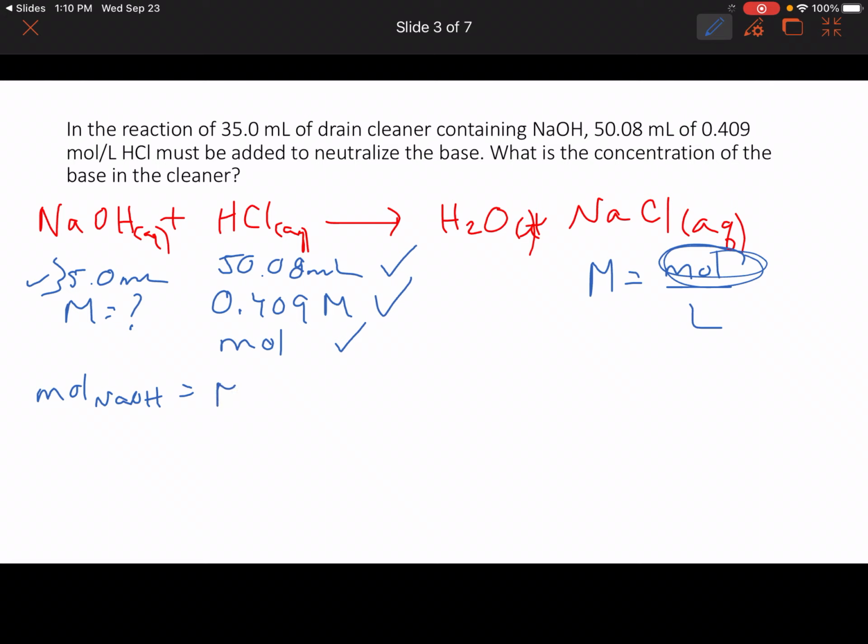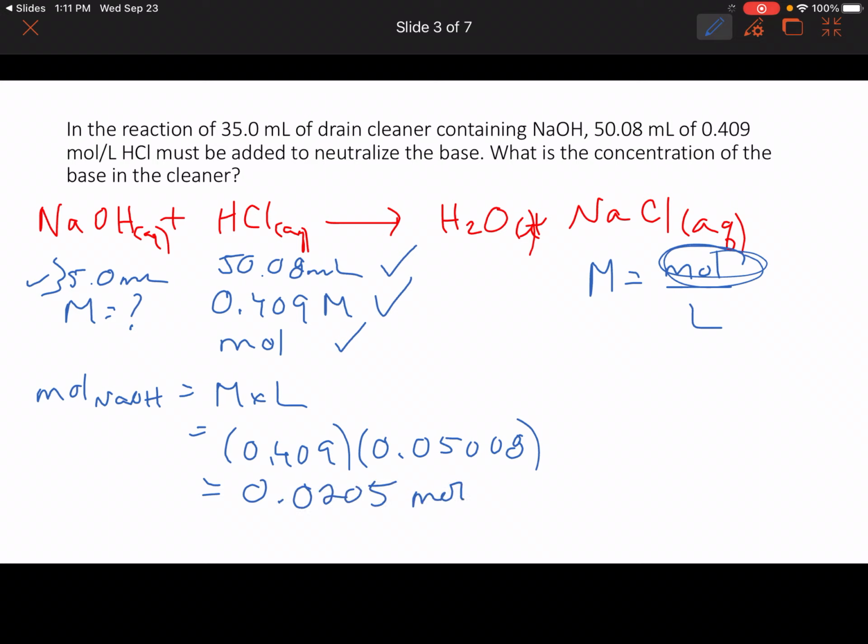Moles is equal to molarity times volume. So here I've got 0.409 multiplied by, and again, the volume I have to turn into liters, so 0.05008. If I work that out, I end up with 0.0205 moles of NaOH.